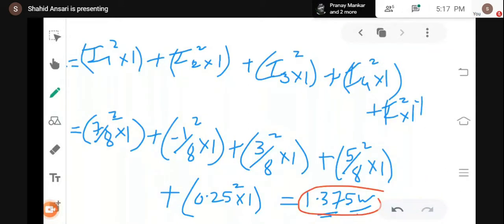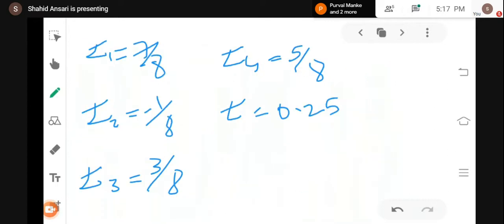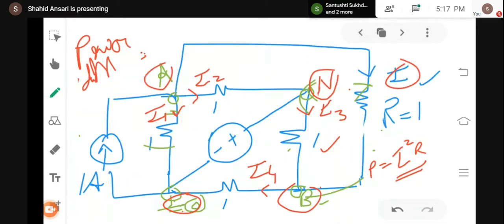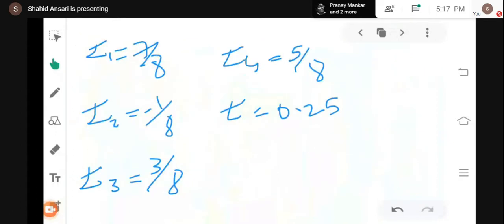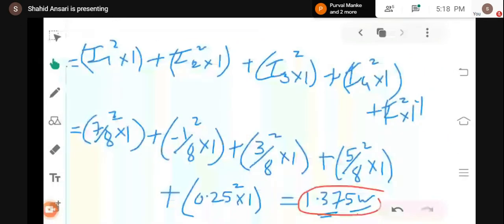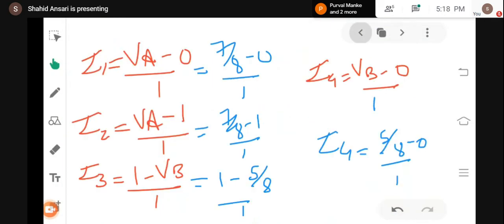Now we have one more method to find out the total power absorbed in the network. We know total power delivered is equal to total power absorbed. So for the alternate method, we will find the power delivered by this source as well as this source, and add the power delivered by both the sources. This should equal 1.375.